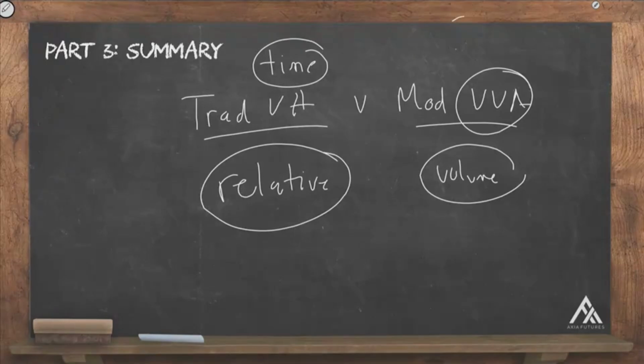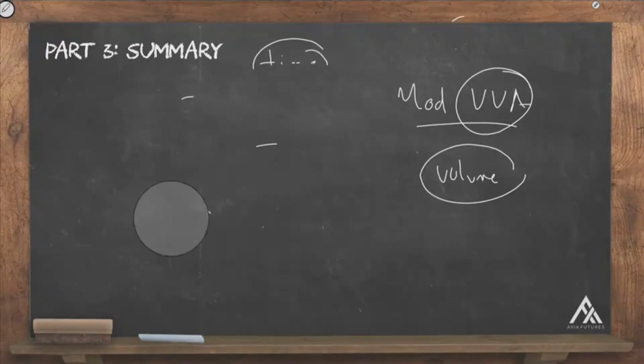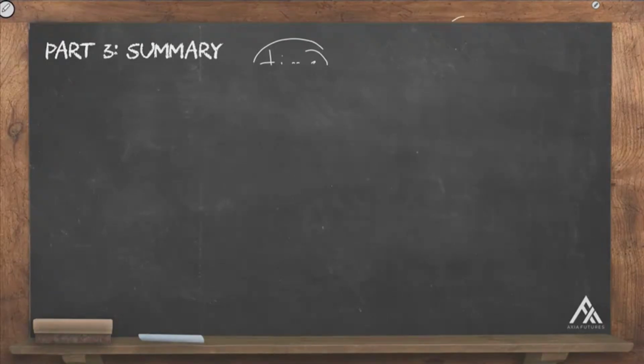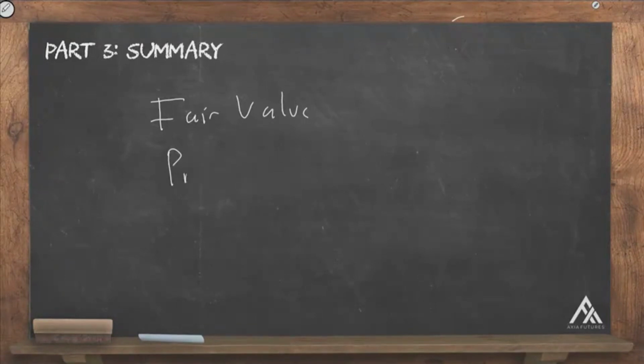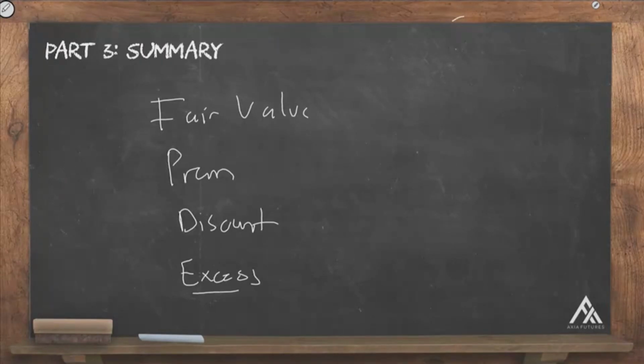We then finished off part 3, and we spoke about our key 3 proponents of the profile, and we said they include fair value, they include premium, discount, and last but not least, excess. Now, again, I'm sure most of you understand this, but the best way to explain it is with a volume profile.